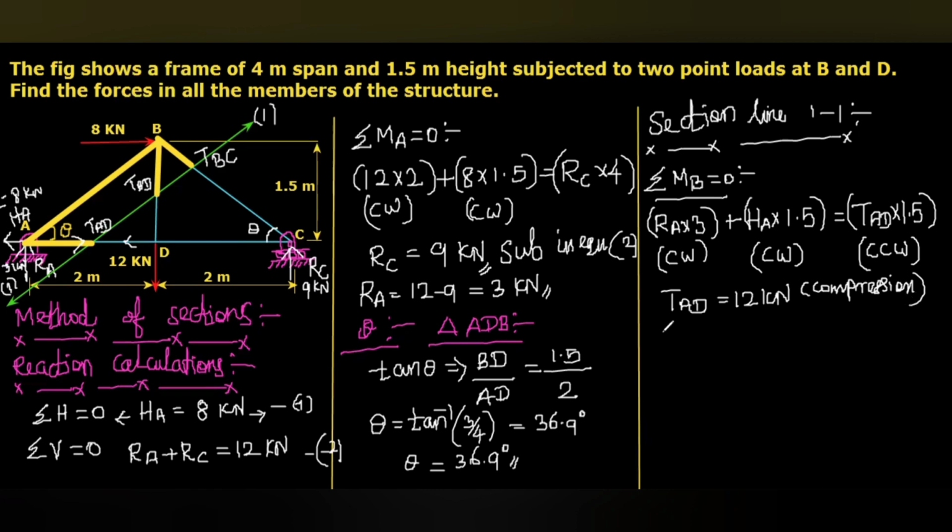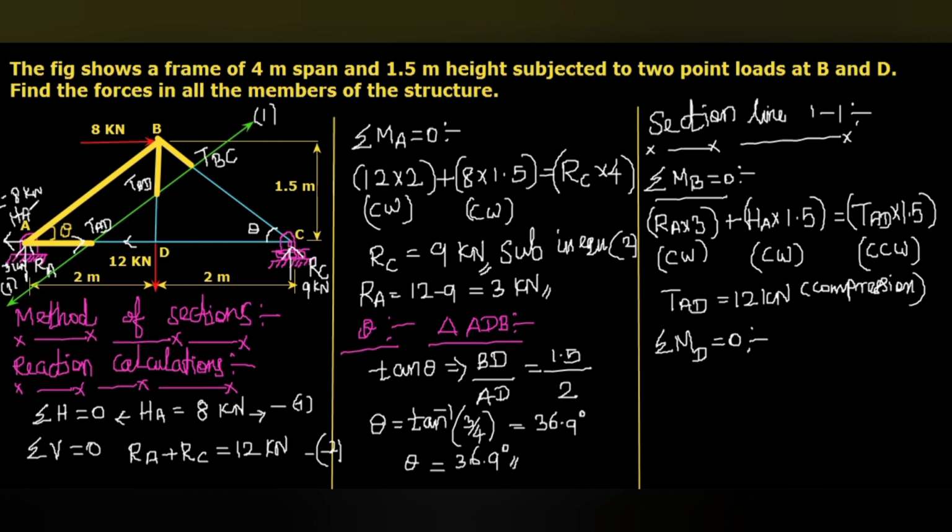Then I am going to take moment about another point. That means moment about the point D, and equate to 0. Here you can see when I take moment about D, this TAD passes through the point D, HA also passes through the point D, this TBD is also passes through the point D.